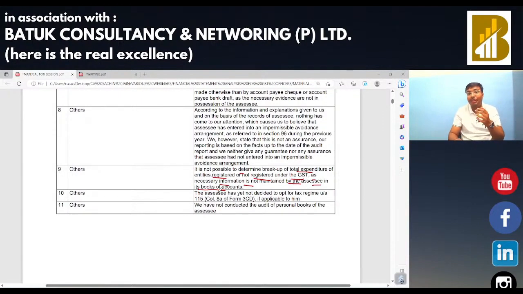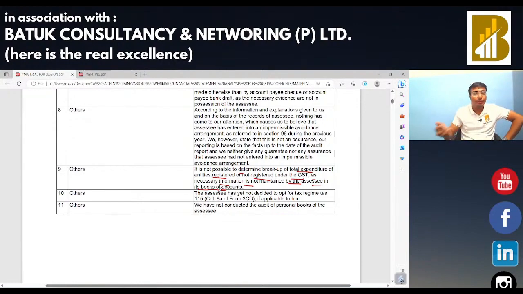That means when you are going to analyze the financial statement, in that case when you are doing the analysis of the expenditure side, in that case here the auditor, the income tax auditor, has said that for the expenditure from registered persons and unregistered persons, we are not able to distribute and divide the same between registered entities and unregistered entities. So at the time when you are doing the GST audit, we need to demand the same.